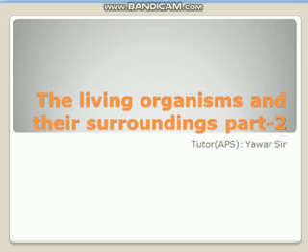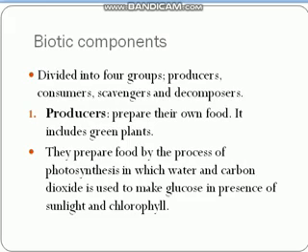In today's lecture, we will describe the biotic components of the environment. The biotic component of the environment is divided into four groups. That's producers, consumers, scavengers, and decomposers. Biotic component, you already know, includes all the living organisms. So these living organisms are divided into four groups. Now let's try to understand these four groups one by one, starting with the producers.